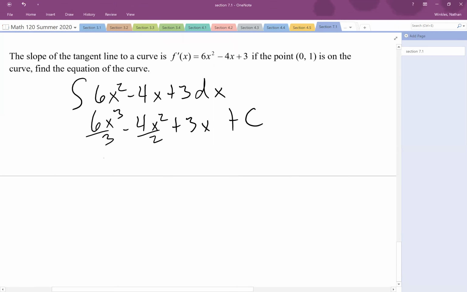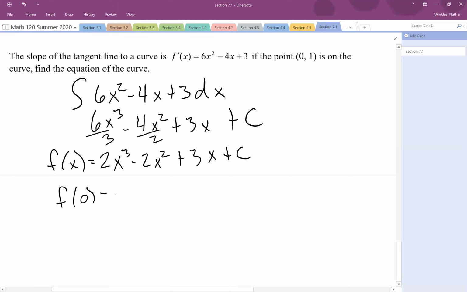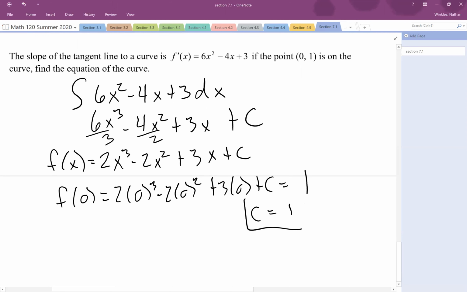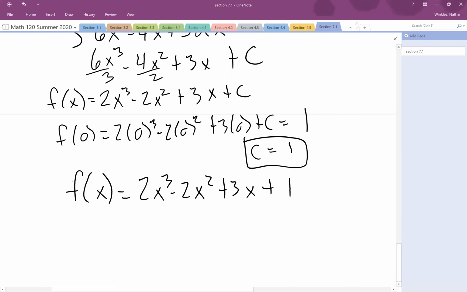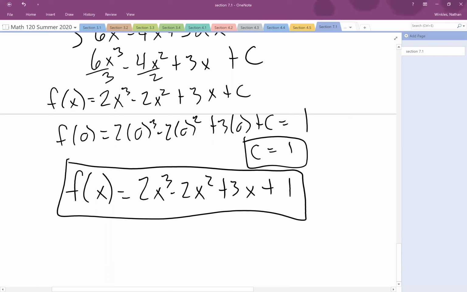Now we need to plug in 0. Well, actually, we could simplify this first. 2x cubed minus 2x squared plus 3x plus c is equal to our f of x. So f of 0 is 2 times 0 cubed minus 2 times 0 squared plus 3 times 0 plus c, which must equal 1, means c equals 1. So that means our f of x is really 2x cubed minus 2x squared plus 3x plus 1 would be our final answer here.